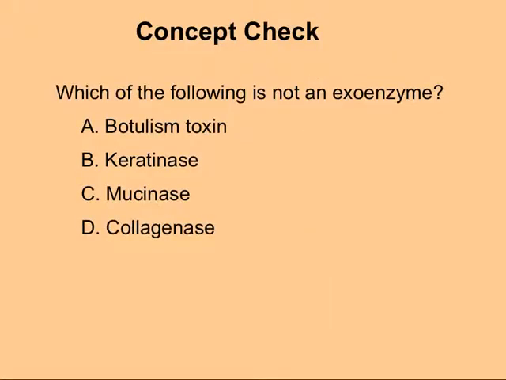Let's pause for a quick concept check. Which of the following is not an exoenzyme? Botulism toxin, keratinase, mucinase, or collagenase? Well, we just had that one. So the one that's not familiar is botulism toxin. And it makes sense because this is a toxin, not an exoenzyme. All of these ending in ASE are enzymes.